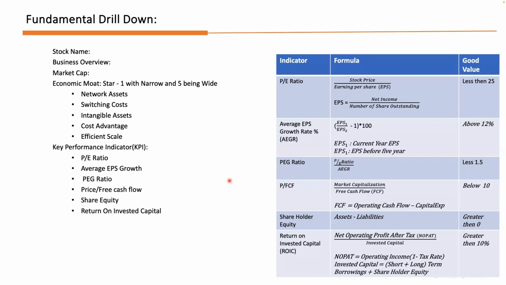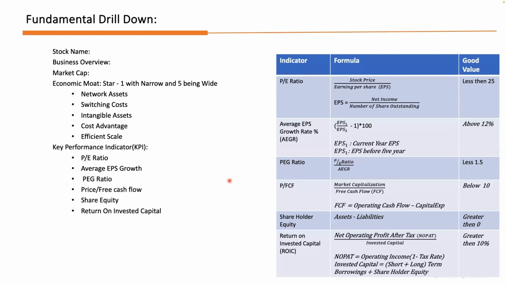The PEG ratio is the P/E ratio divided by the average EPS growth rate. It should be less than 1.5. Then we have the price to free cash flow ratio, which is market capitalization divided by free cash flow. Free cash flow is calculated as operating cash flow minus capital expenditure. Shareholder equity, that is assets minus liabilities, should be greater than 0.